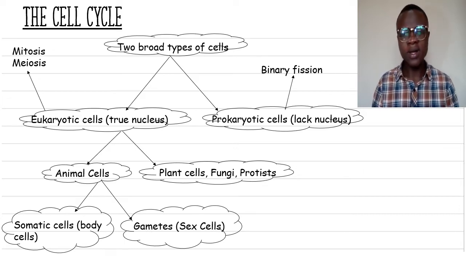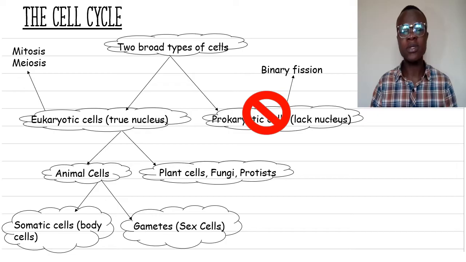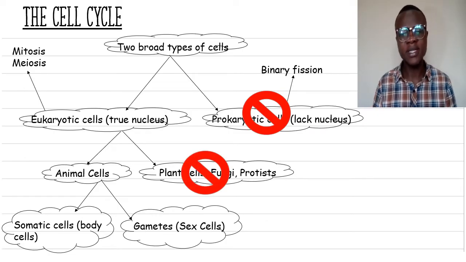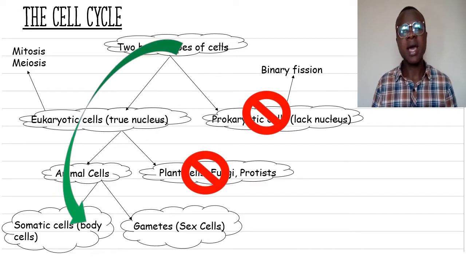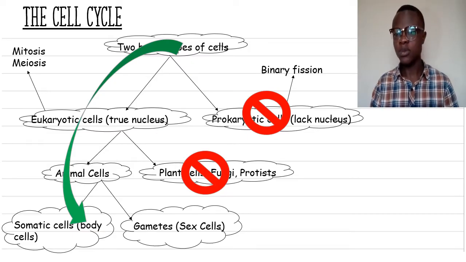For this tutorial, our focus is not going to be on the prokaryotic cells, neither the plant cells, fungi, or protists. Rather, we are going to look at the animal cells, meaning those events that go on before we have the process of mitosis or meiosis. Let's move on.